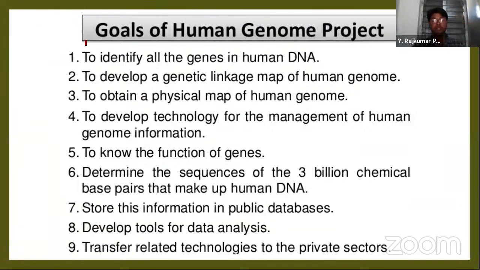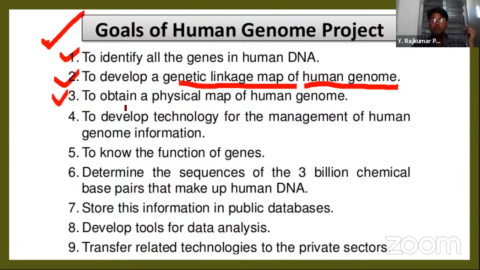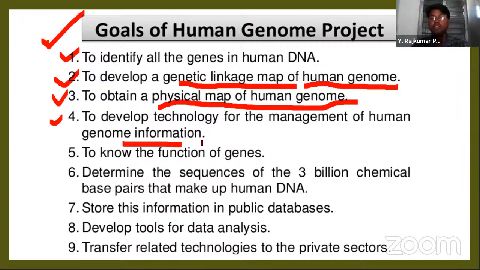Let's see what the basic goals of genome projects are. First is to identify all the genes that are present in human DNA. That is the basic standpoint. Next, to develop a genetic linkage map of the human genome. And third, to obtain a physical map of the human genome, that means knowing the actual base pairs which are present on the DNA. Next, to develop technology for the management of human genome information.